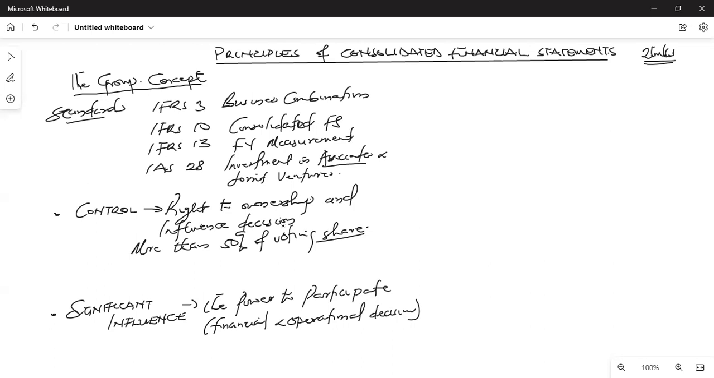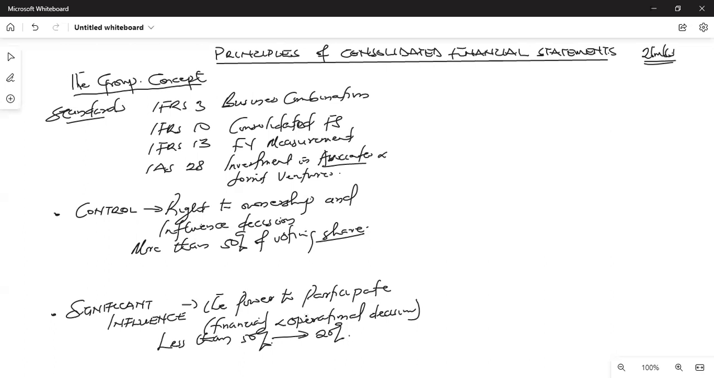Significant influence, therefore, means that you have less than 50%. But it is always limited to at least 20%, but not more than 50%. Okay, so that is what we mean. You can have 20% to 50%, all right, 20% to 50%.